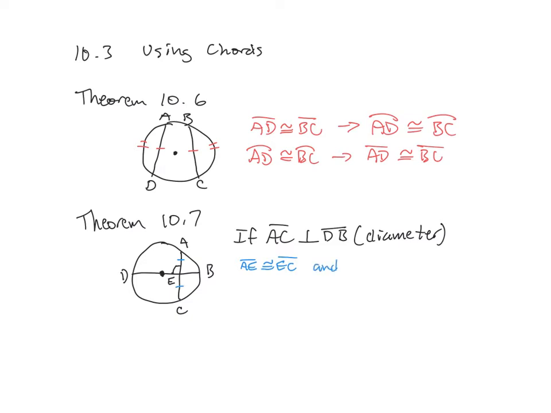and arc AB is congruent to arc BC. So those two. Okay, this one you don't get to necessarily go backwards. Since we know two things, there's one that's kind of going backwards that I'll talk about next.